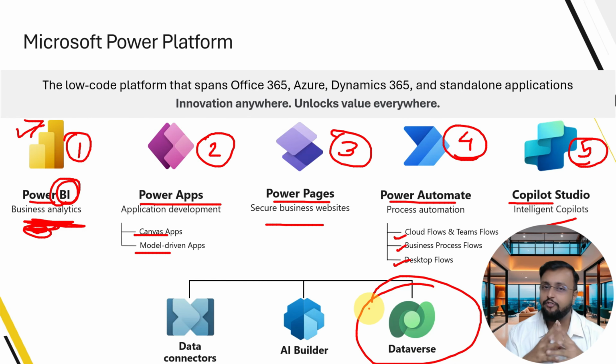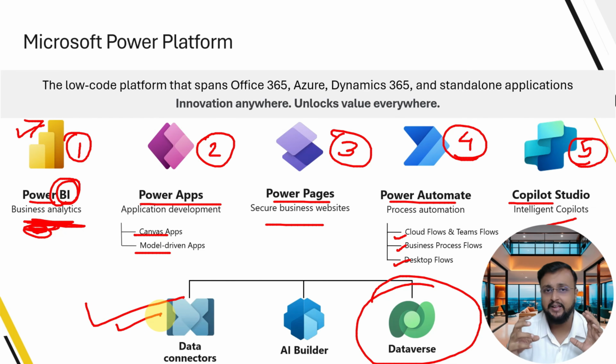Okay, the earlier name of Dataverse was CDS, which is Common Data Service. People who are from a Dynamics background already know this particular terminology. Apart from that, what makes this Power Platform special is its data connectors. There are 1400 plus data connectors available, like plug and play connectors, which you can simply connect to your application, and it just makes your life simpler. Those data connectors are also available in the world of Power BI, which you can leverage.